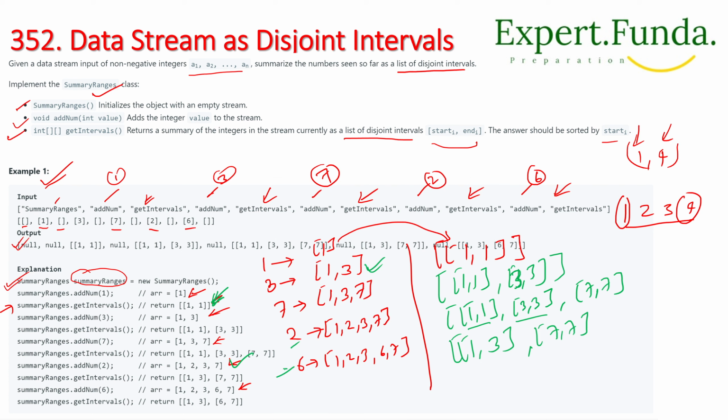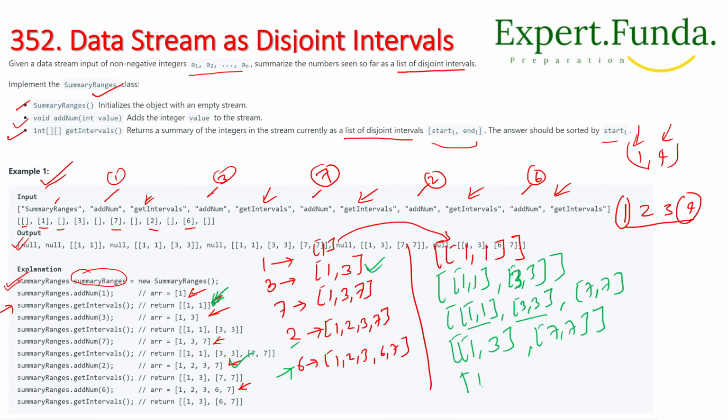Next time it is coming 6, right? So what will happen? We have 1 2 3 6 7, right? If we don't have any element that is more than 6, what will happen? We will make 6 6 as a new interval, a new disjoint interval, right? So once we have 6 right here, we will not write this one. Again, we will not write this one.